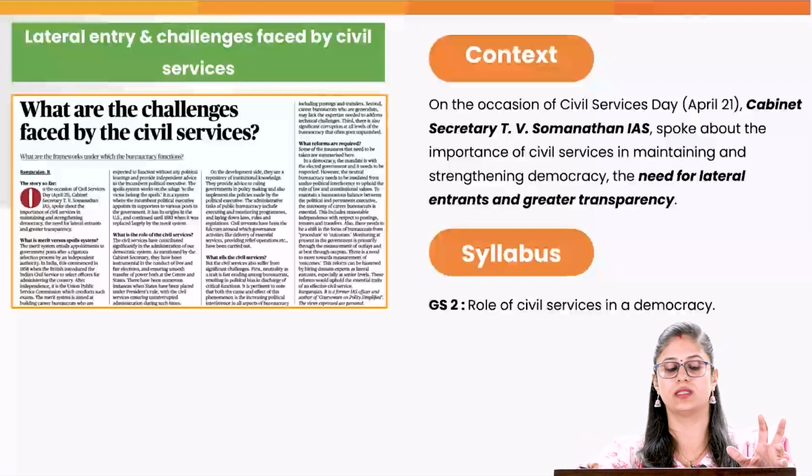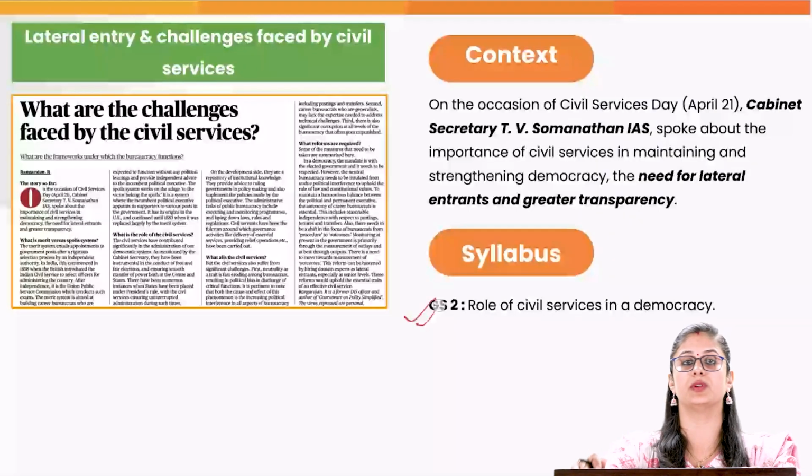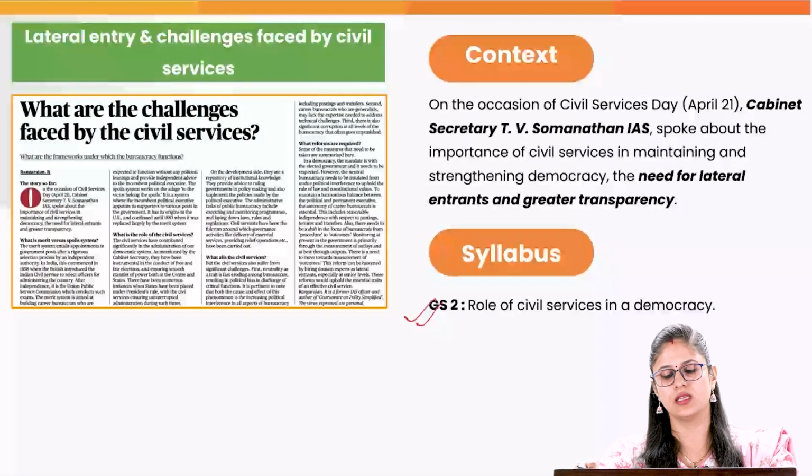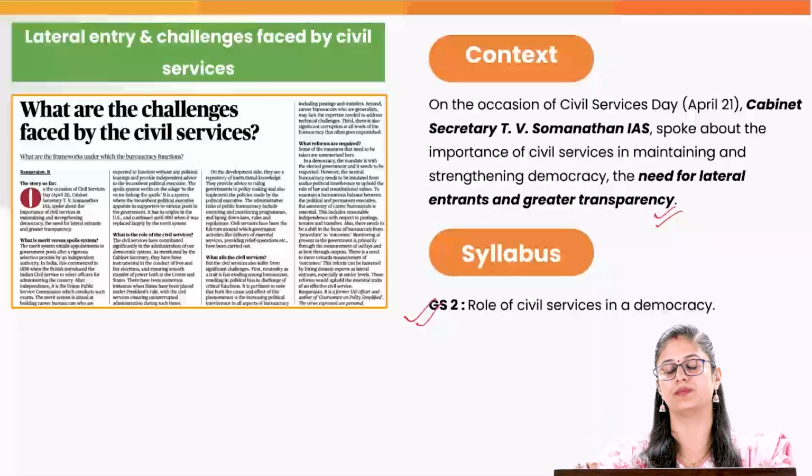Now, our next topic is related to civil services and the issue of lateral entry in civil services in India. This particular topic is relevant from our GS paper 2 perspective. So what is the context? On the occasion of Civil Services Day, the Cabinet Secretary T.V. Somanathan has pointed out the importance of lateral entry.